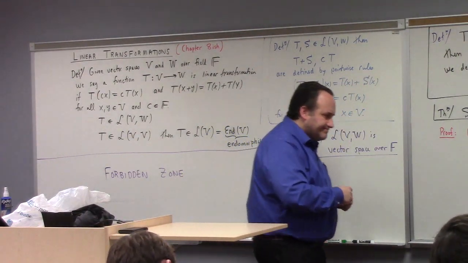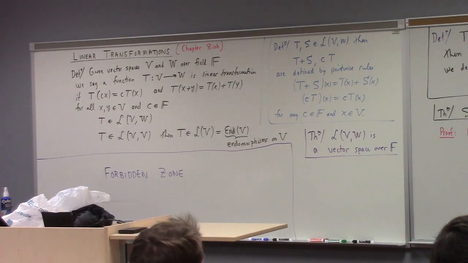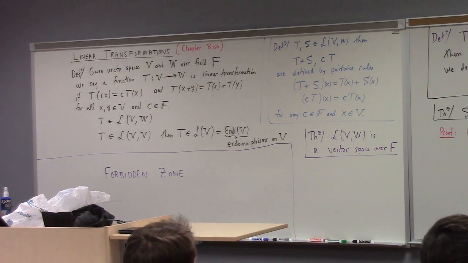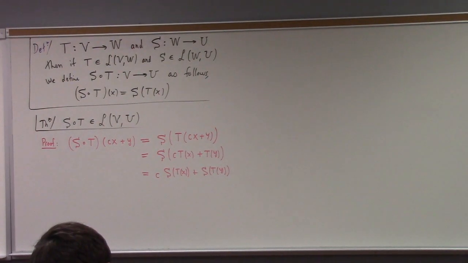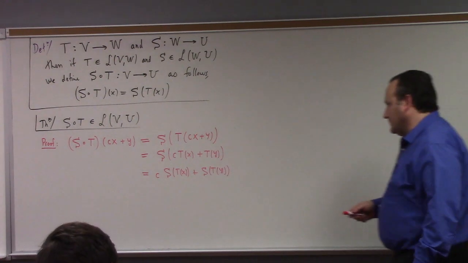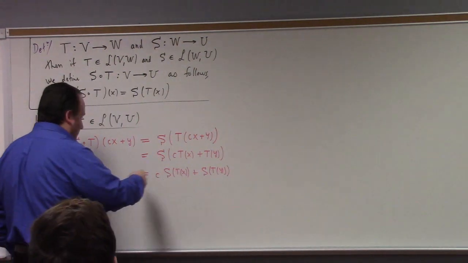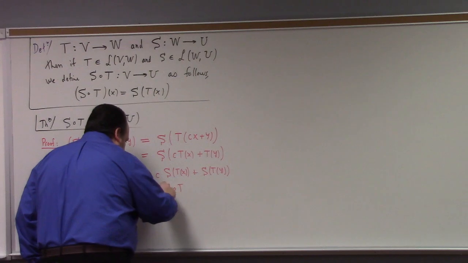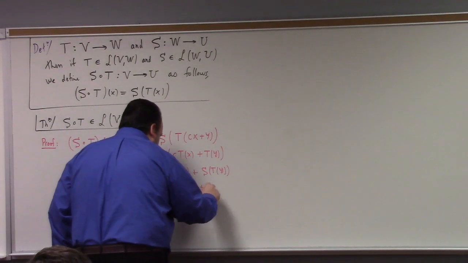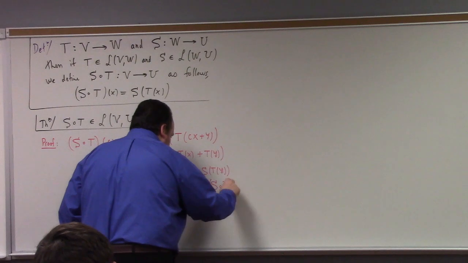But then, what are we looking at here? I think I never moved the camera. Yeah. It's okay, everyone's here, right? So then what? Then what we have is C times S composed with T of X plus S composed with T of Y.